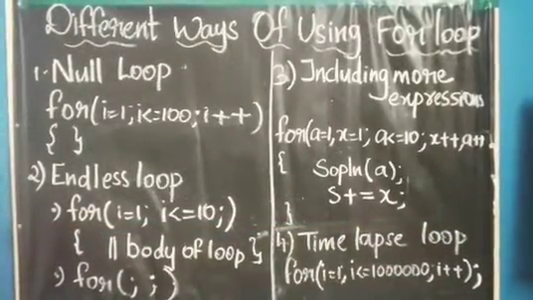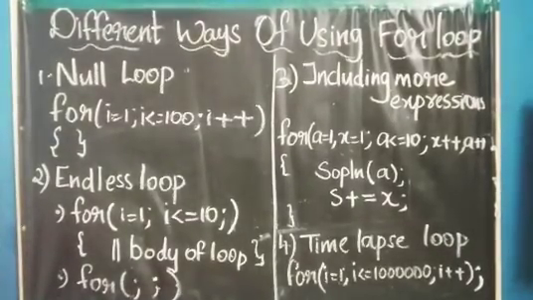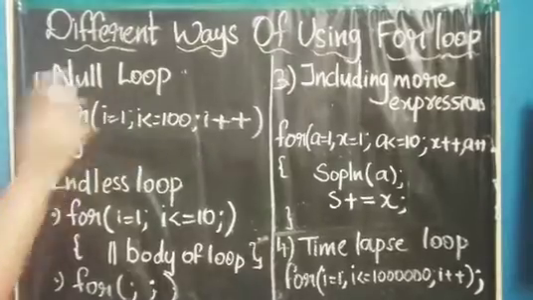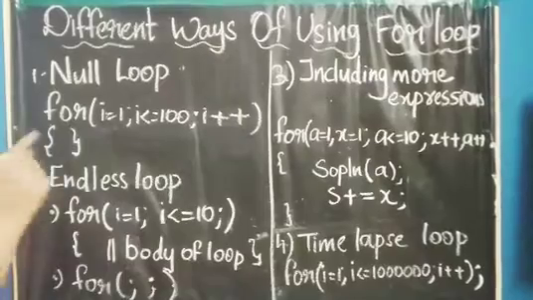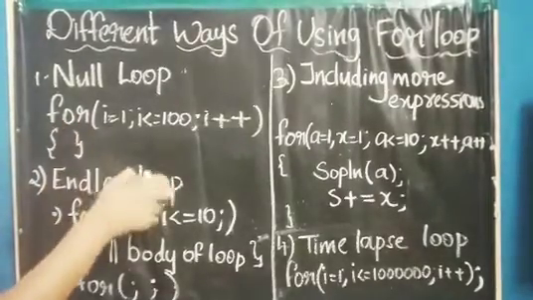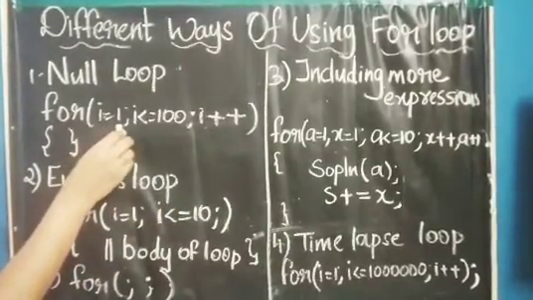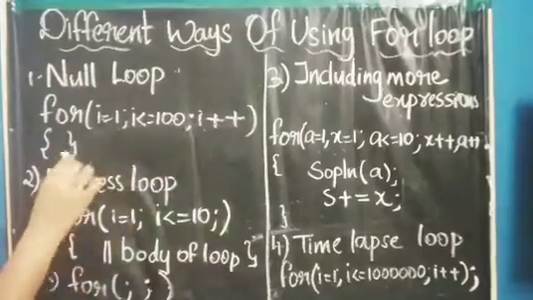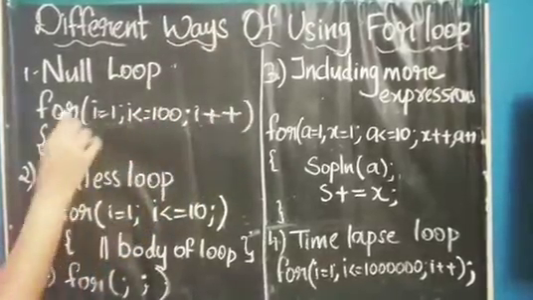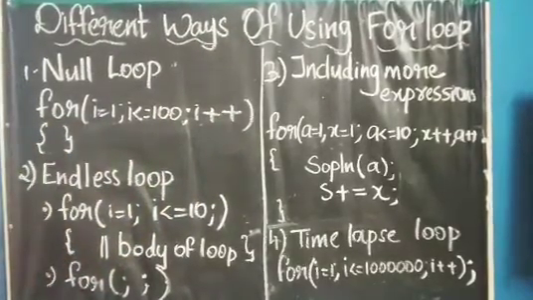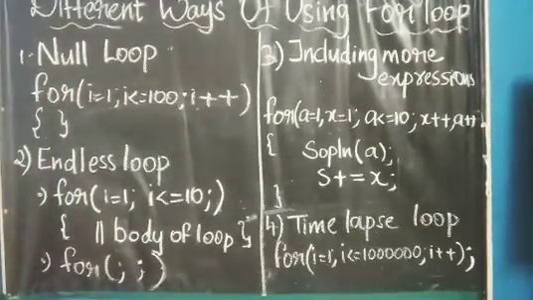Now we will see the different ways of using the for loop. That is, you can use different for loops in your program. The first one is the null loop. In a null loop, the body of the loop will be empty. Just see the example: for (i = 1; i <= 100; i++). Here the i value starts from 1 and it simply iterates, and inside the body there is nothing to be printed or executed. So this for loop will simply iterate and nothing will be executed. That is known as a null loop. The body of the loop will be empty.